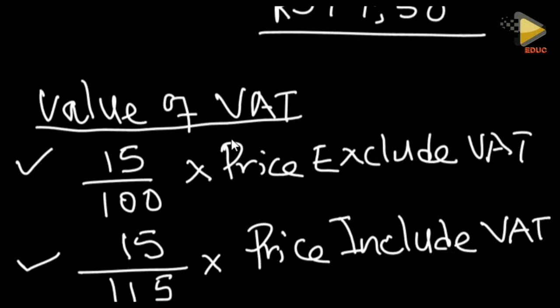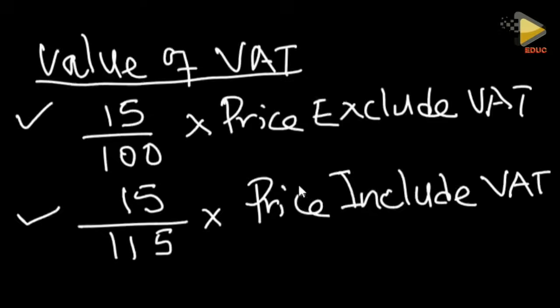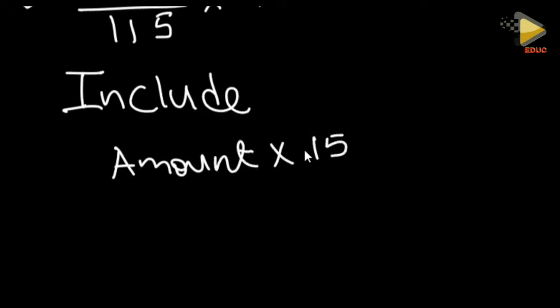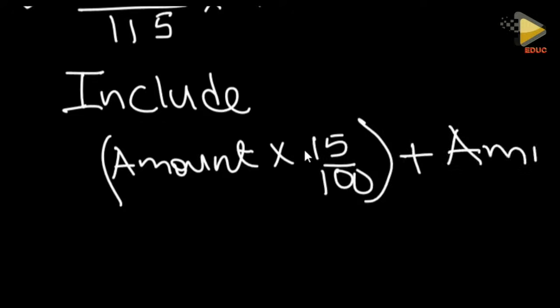When you're looking for the value of VAT, what about if I need to include? I will do this the other way around. I will take the amount given to me times 15% plus the same amount given to me. That's if I'm including. This is method number 1. Then another method would be the price.